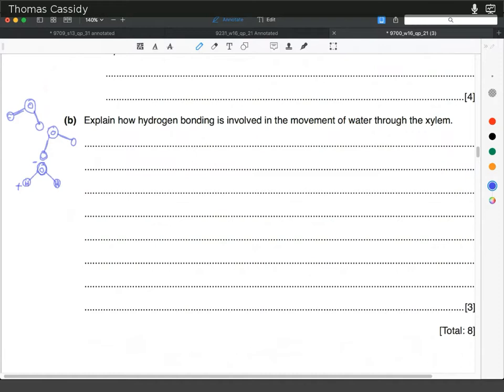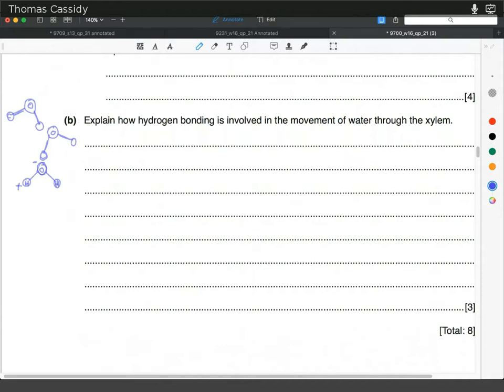So that's what they're talking about here when they're asking about hydrogen bonding. It says, explain how this is involved in the movement through the xylem. So we do need to know a little bit about what they're talking about when they say the xylem here. The xylem is basically a tube that the water moves through in a plant. It's the veins of the plant. It's how the water gets around.